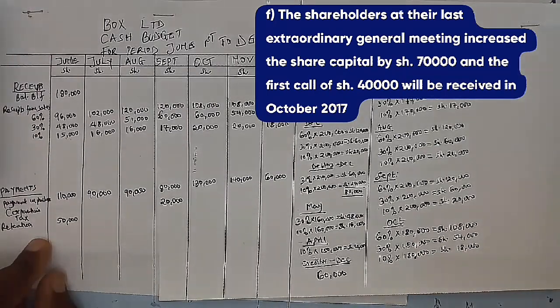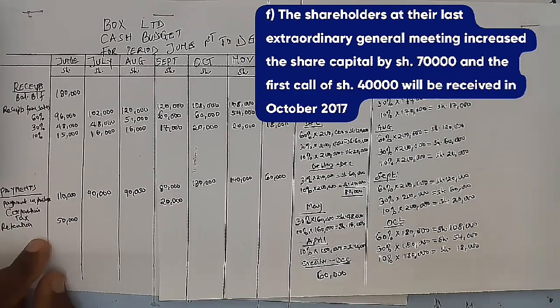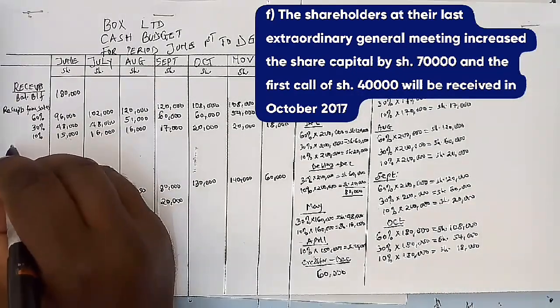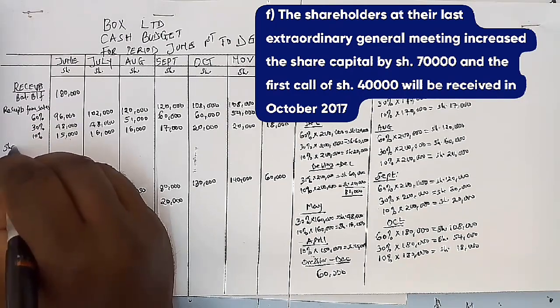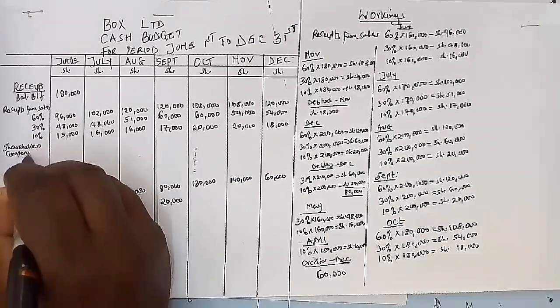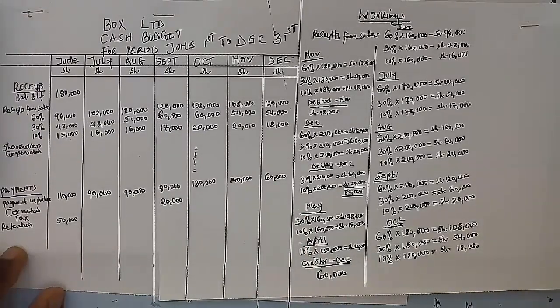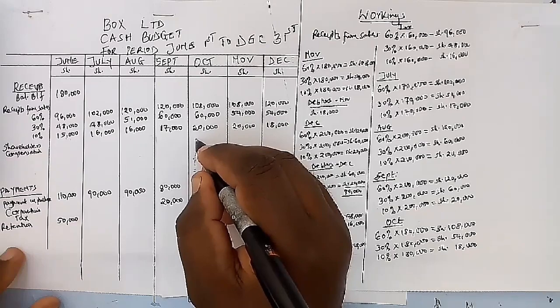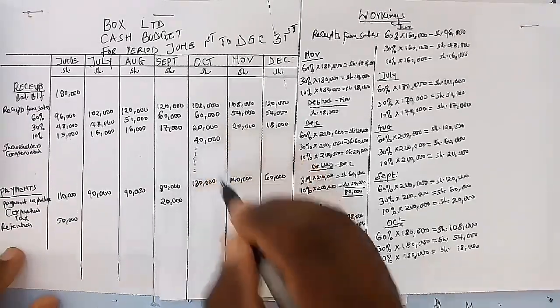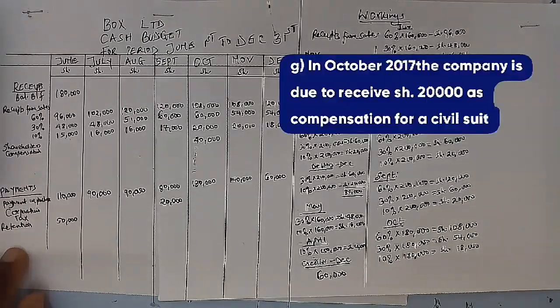So there you need to write that is a compensation monies, and that is a receipt. So the receipt is received in the month of October 2017. I can say shareholders compensation. So it was received in the month of October 2017, so you record in the month of October 2017 as 40,000.